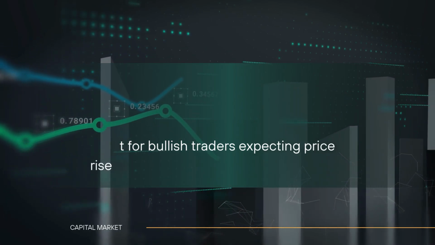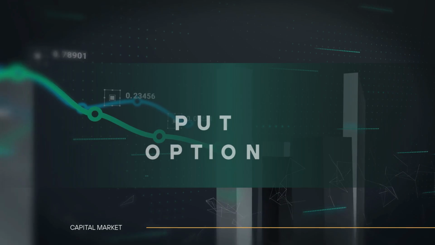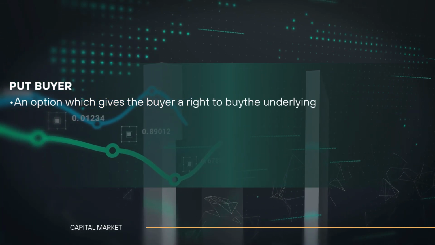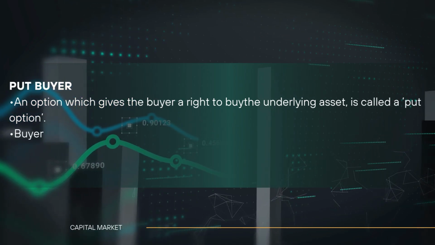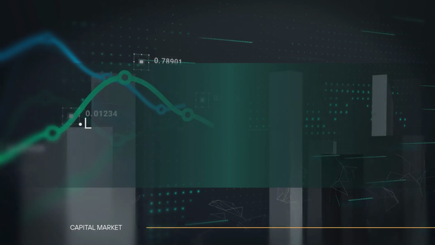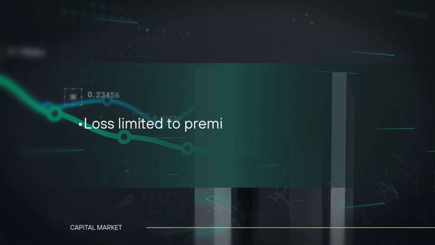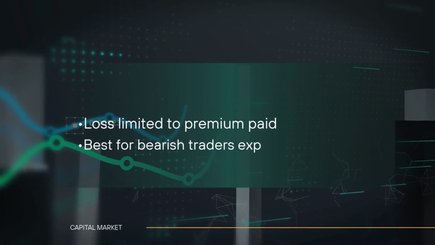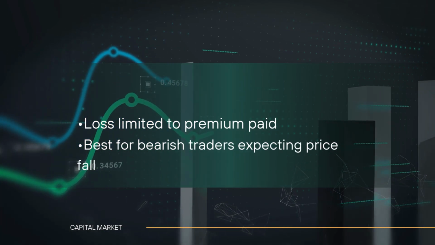Call options are usually preferred by traders who are bullish, expecting the price to rise. On the other hand, a put option gives the buyer the right to sell the underlying asset at the strike price. A put buyer benefits when the market price falls below the strike price. Here again, the maximum loss is only the premium paid, but put options are best suited for traders who are bearish, expecting the price to decline.